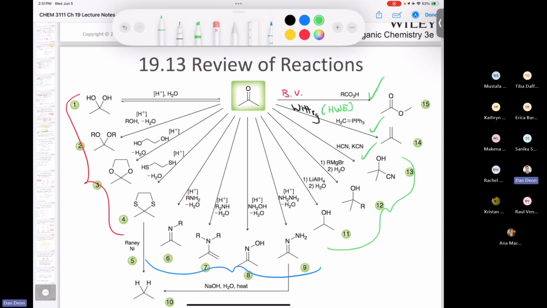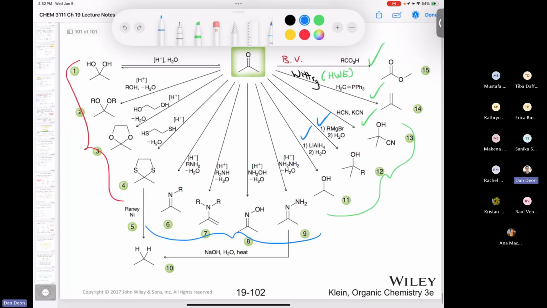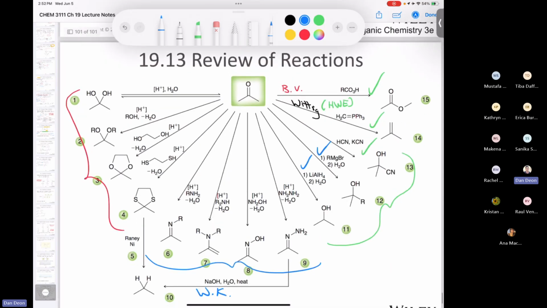Then we covered cyanohydrins. We talked a little bit about Grignard today. That's nothing new to you guys. We talked about lithium aluminum hydride and sodium borohydride. Again, nothing new. And all the other chemistry on here, whether it's a hydrate, an acetal, a cyclic acetal, a thioacetal, an imine, an enamine, an oxime, a hydrazone, what else? Raney nickel. We went over that. We also went over the Wolff-Kishner reduction reaction. So we've covered everything in here, okay?